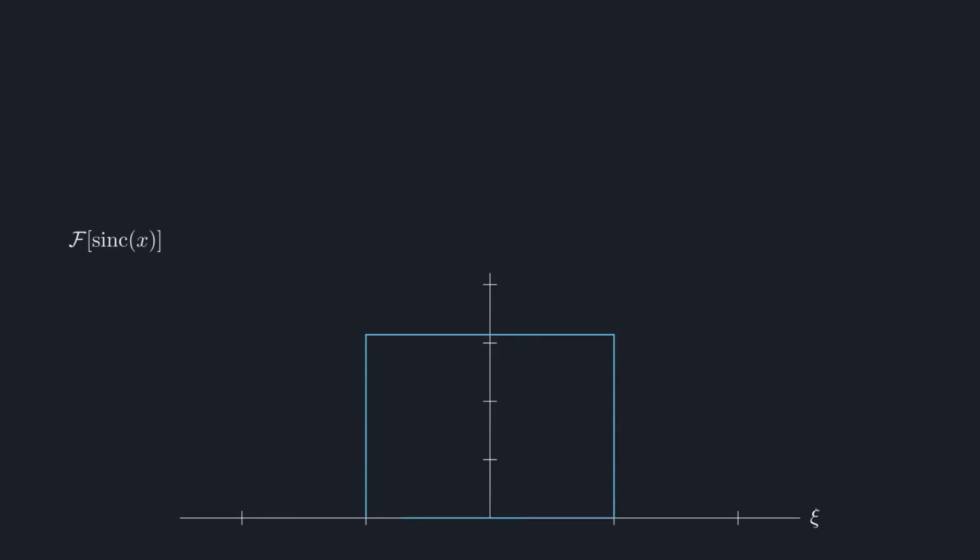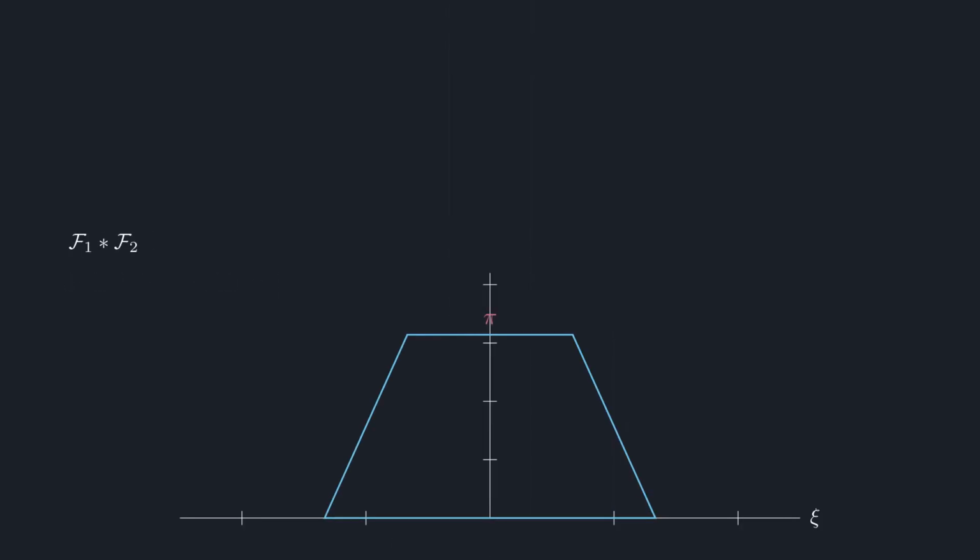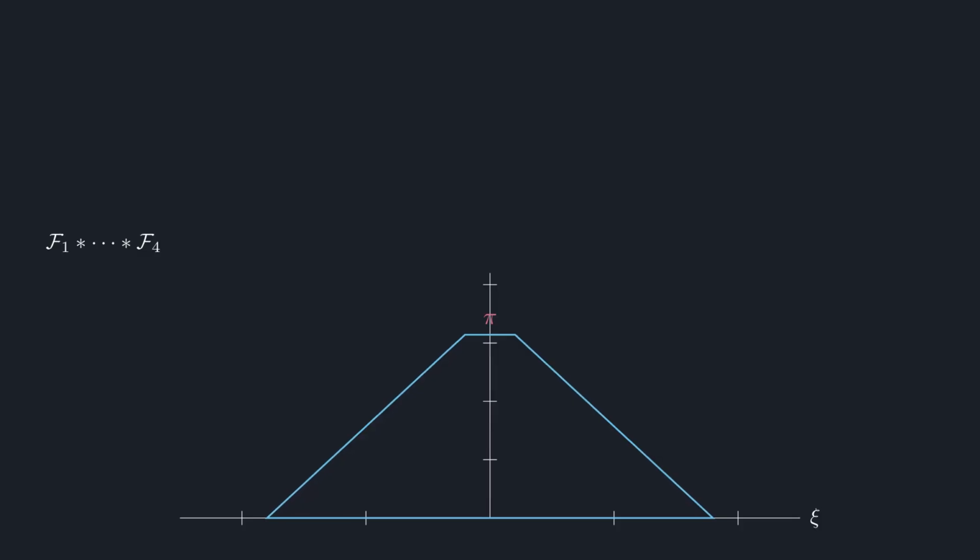Start with the rectangle for sinc of x. It has width 2, height pi. Convolve with the rectangle for sinc of x over 3, width 2/3. The result is a trapezoid. Its value at 0 is still pi. Convolve with the next rectangle, width 2/5. The top of the trapezoid narrows slightly, but the value at 0 remains pi. Each convolution shaves the edges, but the center holds. The flat top of the convolved shape stays at pi, as long as there is still a flat top.